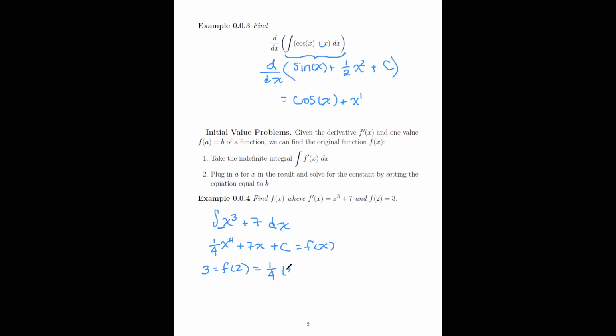So we've got 1/4 times 2 to the 4th plus 7 times 2 plus our constant. And so let's see, 1/4 times 2 to the 4th is 4 plus 14 plus our constant. So now we just have numbers and the constant, so we can isolate our constant to solve for it by subtracting 18 from both sides. So that gives us that our constant is -15. So now I know exactly what this function is. I figured out my constant. This is going to be 1/4 x to the 4th plus 7x minus 15. So here's my actual function.